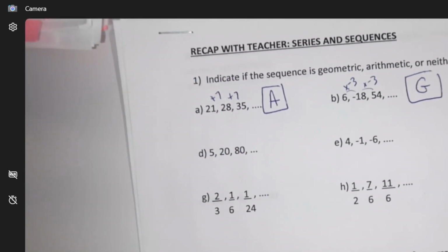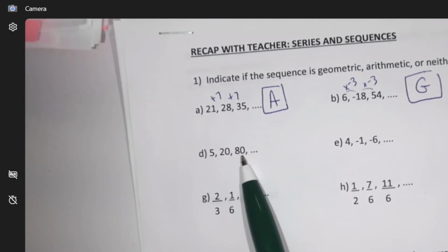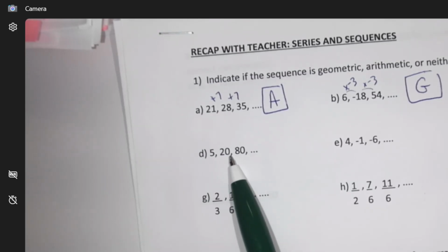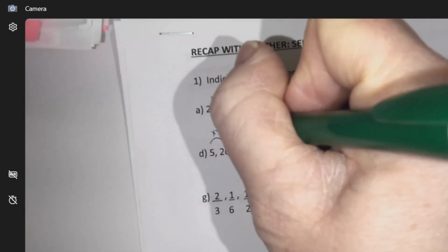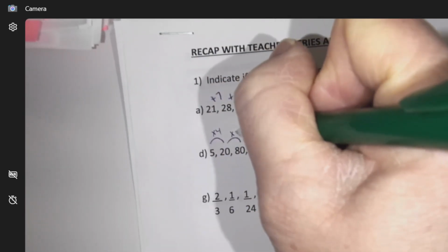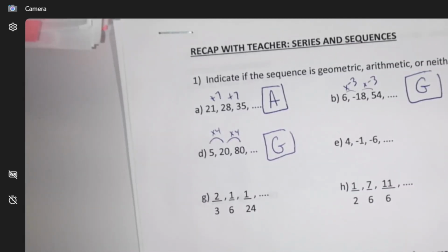Okay, do you do something the same? Are we adding 15, adding 15? No. Are you timesing the same? Times by 4. Oh yeah, that would work because I'd have to times by 4. So then it's geometric.